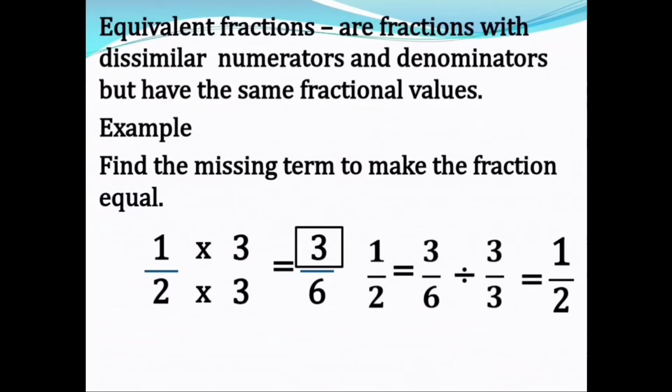Alright, let us have another method to identify equivalent fractions. Examples. Number 1, 2/3 is equal to 4 over 6. Then, we will multiply 2 times 6, and it gives the product of 12. Then after that, we will also multiply 4 times 3, and it gives the product of 12. Their cross products are equal.